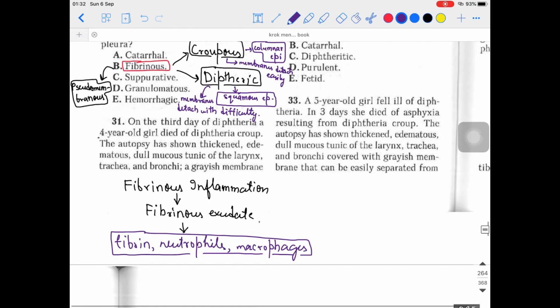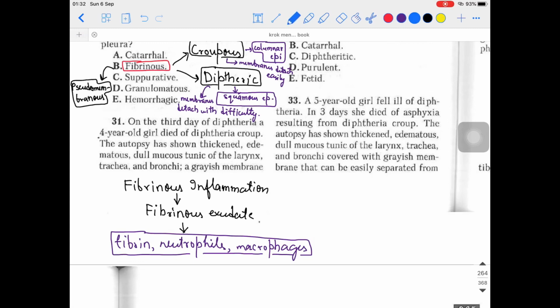Fibrinous inflammation has fibrinous exudate, very simple. The serous one had serous exudate. There, in the serous one, the content was 2% protein and a small amount of cells. Here the cell amount is larger. For example, fibrin, neutrophils and macrophages are the content of fibrinous inflammation. I hope you are very clear about serous inflammation and fibrinous inflammation, and let me move to the next one. So let's talk about question number 31 over here.